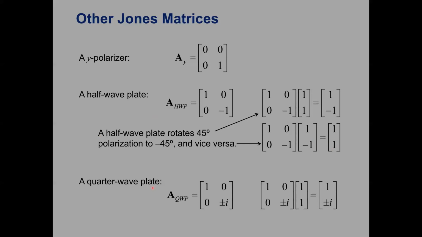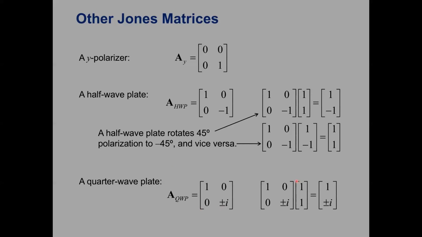For a quarter wave plate, remember that converts linearly polarized light to circularly polarized. So we need to add a phase shift between the x and y components of pi over 2. So that works out to basically multiplying the y component by a plus or minus i, depending on whether we want right or left circular polarized light. So a matrix like this would do that.